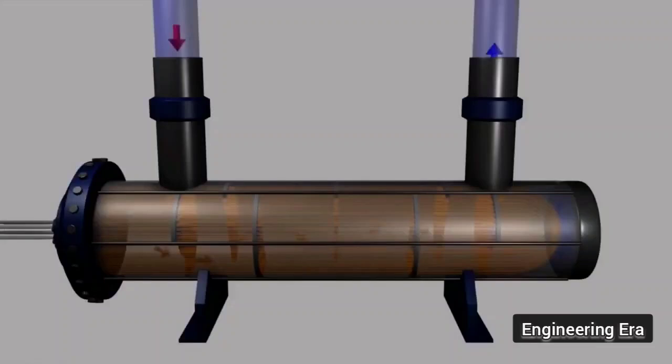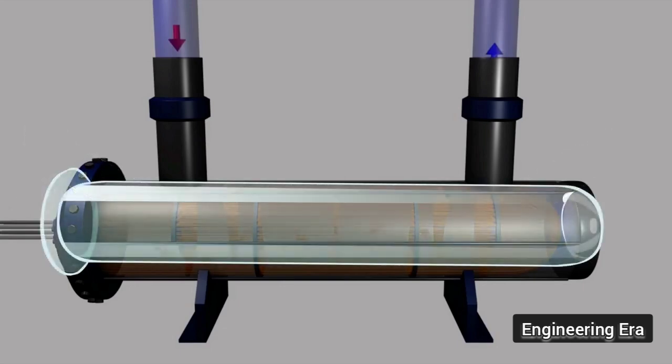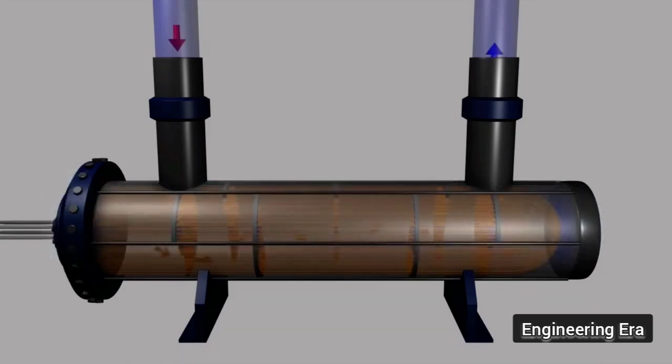Today, I will briefly explain the working principle of a shell and tube heat exchanger, one of the most commonly used heat transfer equipment. A shell and tube heat exchanger consists of a bundle of tubes enclosed within a cylindrical shell. Two fluids at different temperatures flow through the exchanger. One fluid passes inside the tubes, while the other flows around the tubes within the shell.